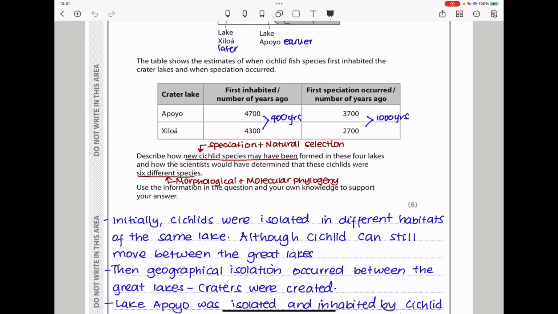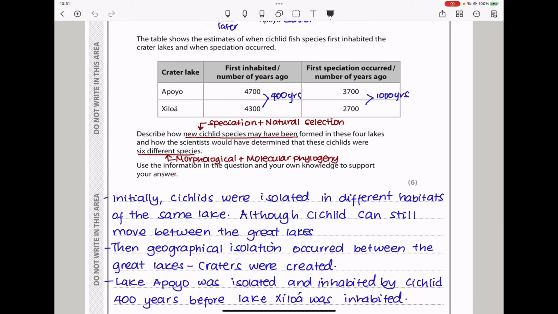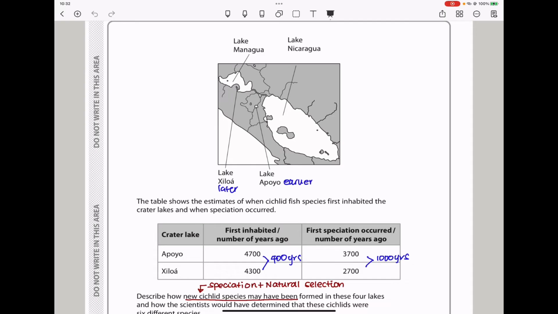So here they ask, describe how new cichlid species may have been formed in these four lakes and how the scientists would have determined that these cichlids were 6 different species. Use your information in the question and your own knowledge to support your answer. And again, we are talking about formation, so we have to go back to look at the map. We can see there is landmass here. Something could have happened that could have caused isolation of the cichlids initially to create cichlids that are in different habitats. And then over time, as crater lakes were created, some of the other cichlids were trapped into specific areas, and due to that geographical isolation, speciation resulted.